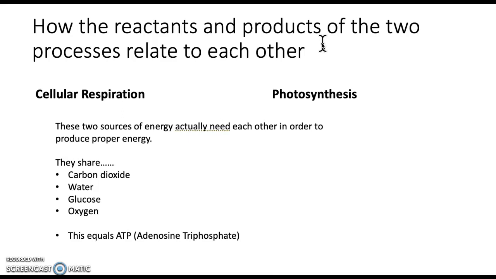And photosynthesis, I want to say it equals light, because you need the light to shine down on the plant. In order for the plant to gain nutrients, it has to get nutrients from the light. Anyways, they share carbon dioxide, water, glucose and oxygen. And all of these basically help form and create a healthy cellular respiration and photosynthesis.